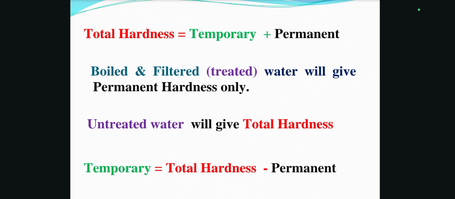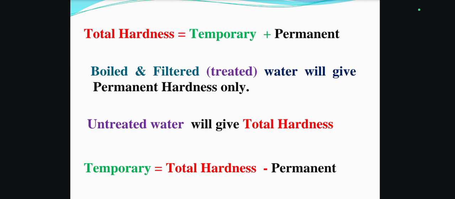So here, for example, one normal water sample is given to you without any kind of treatment. That water sample contains both types of hardness, temporary as well as permanent. So a normal, or you can say untreated, water sample will give you total hardness. Which word am I using? Total hardness. So total hardness, who is responsible for that? Temporary as well as permanent hardness.